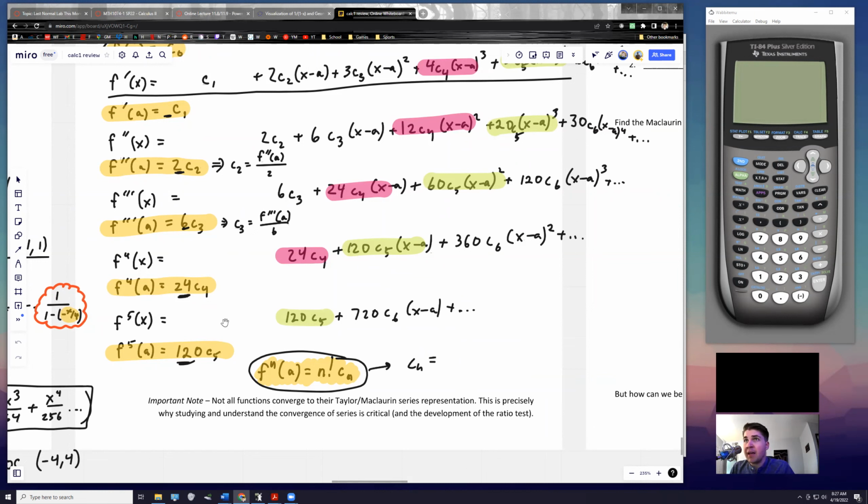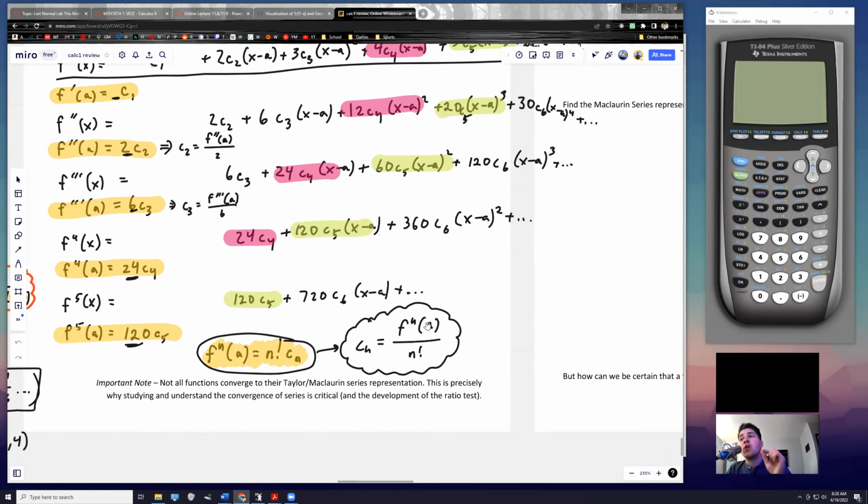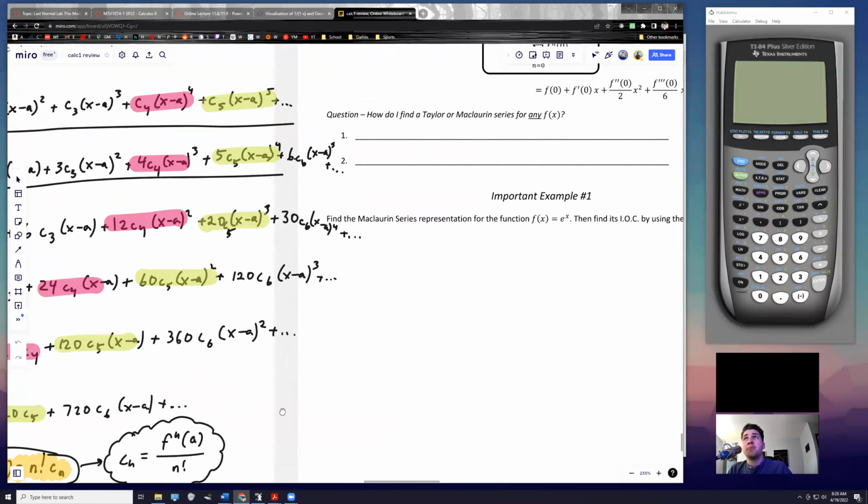This is the final solution. If we divide by n factorial from both sides, what we conclude is that each consecutive coefficient, this is the final formula for a Taylor series polynomial, is that the nth coefficient is equal to the nth derivative evaluated at a divided by n factorial. Basically, TLDR, summarizing all of this: if you're trying to solve for a coefficient of a Taylor series, you can plug it into this formula. This formula will give you the proper answer.